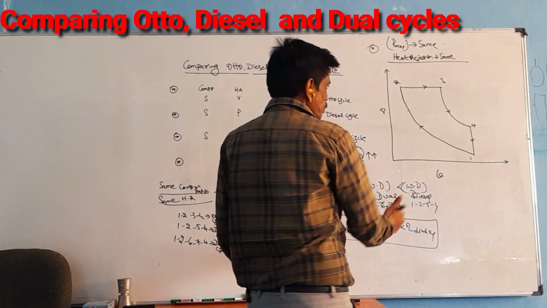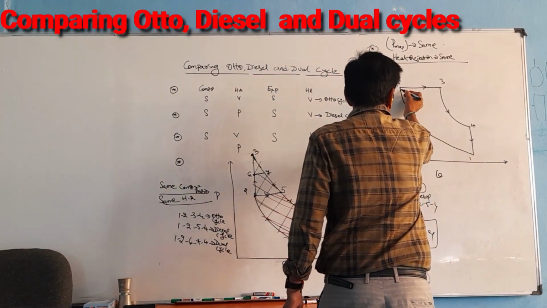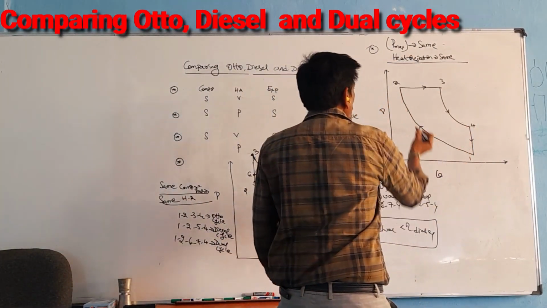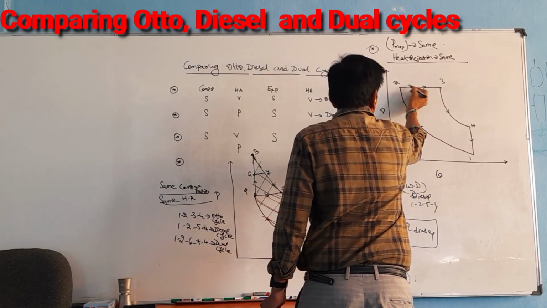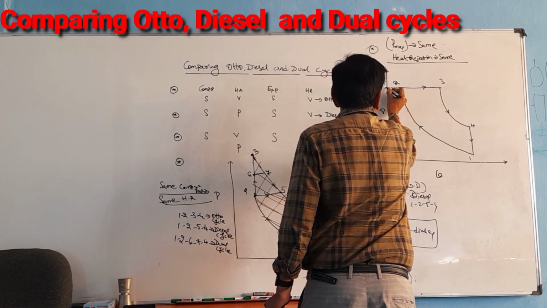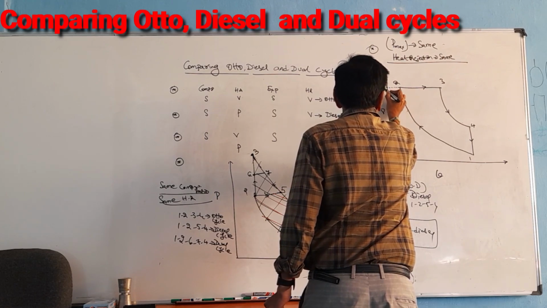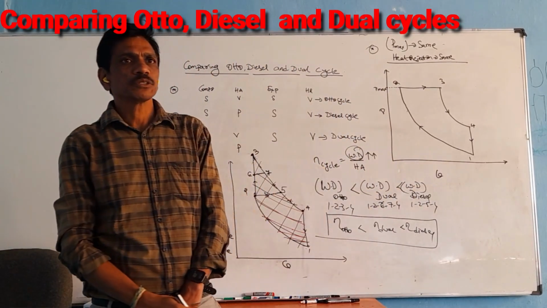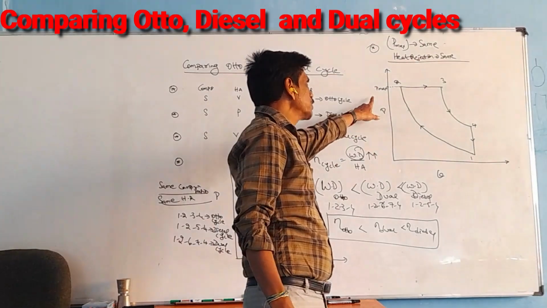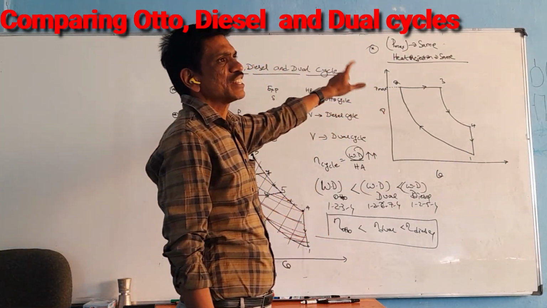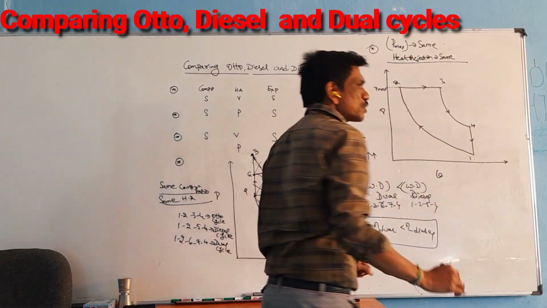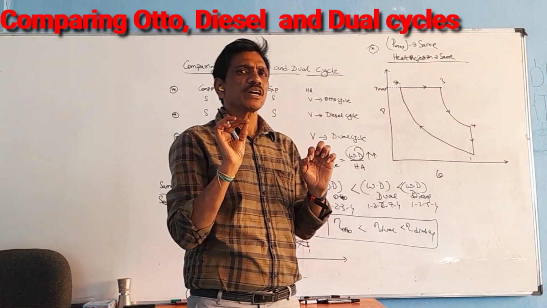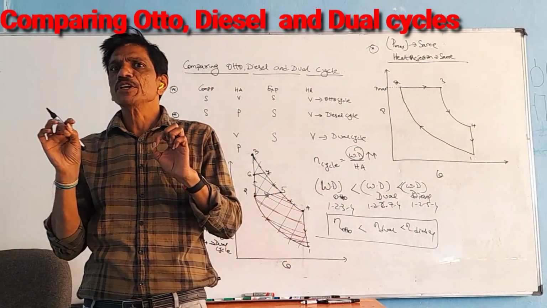So the pressure at point 1 is P1, pressure at 2 is P2, then P3, P4. So what is the maximum pressure? The maximum pressure is either P2 or P3. So keep the maximum pressure within the cylinder the same, and also the heat rejection 4 to 1 process the same. Satisfying these conditions, you construct the remaining 2 cycles.